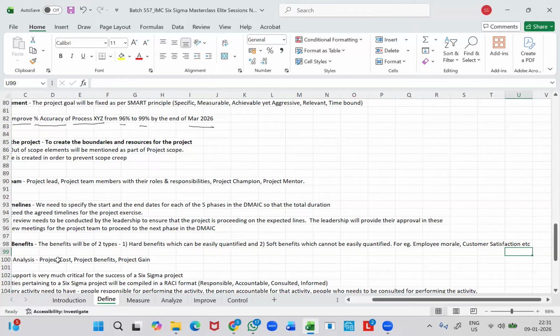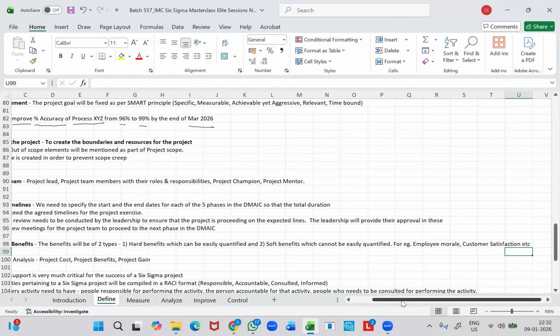So as part of hard benefits, you can quote that there is likely to be a business gain, or revenue gain, to the extent of $1 million per annum. So whatever negatives you would have quoted as part of the business case can be converted and expressed as positives as part of hard benefits.